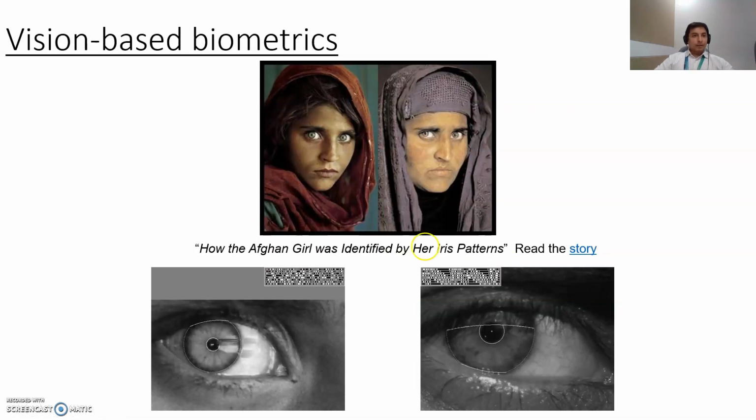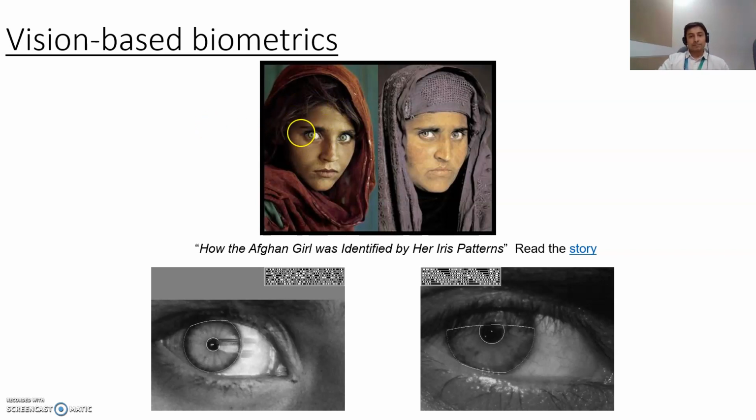Okay, now computer vision also helps a lot in terms of biometrics, and a very famous use case of vision-based biometrics is the case of this Afghan girl. On the left-hand side, you see a much younger version of this Afghan girl, and she became very famous. I'm not sure why she became famous, probably for raising some social issues.